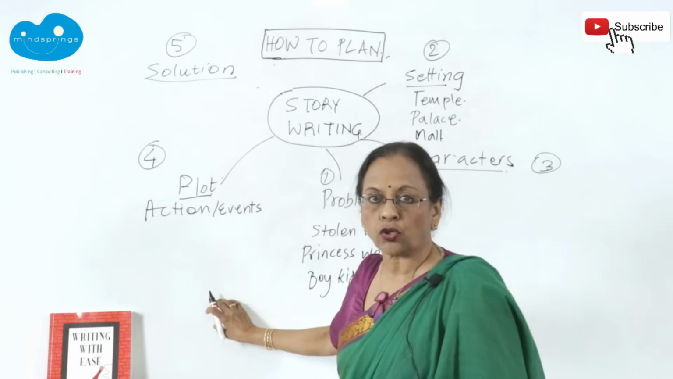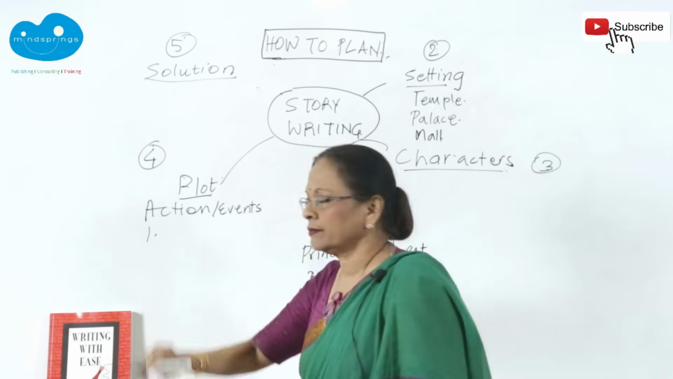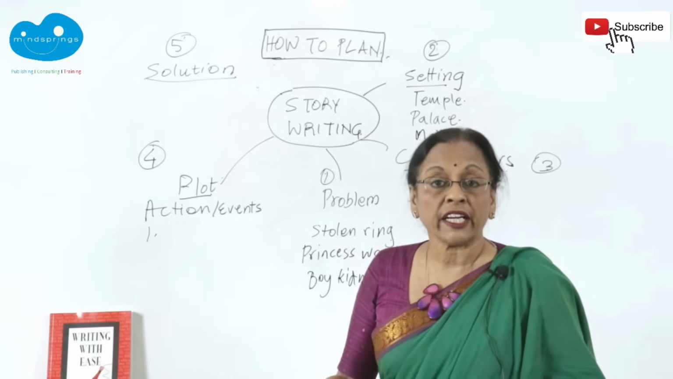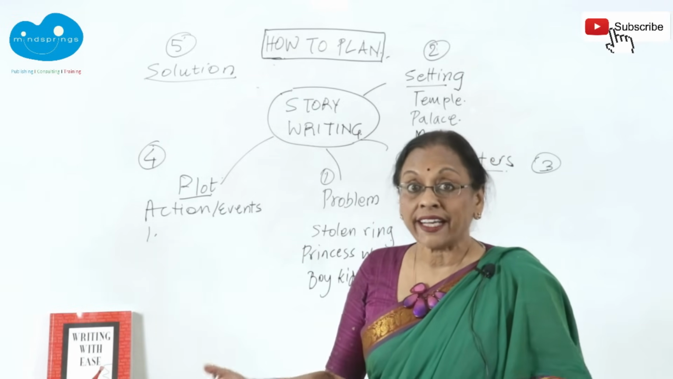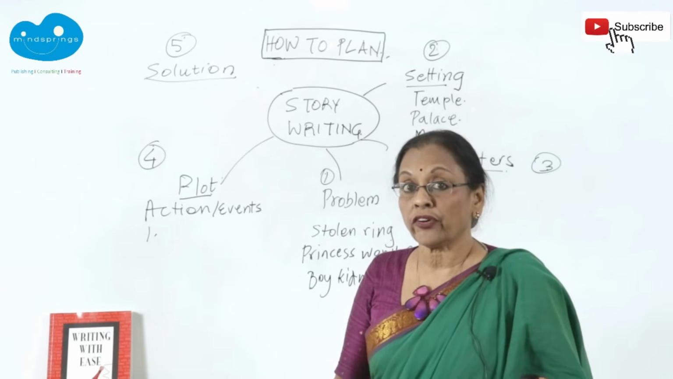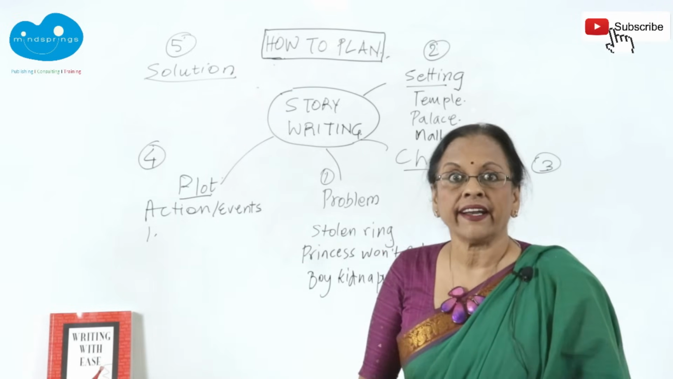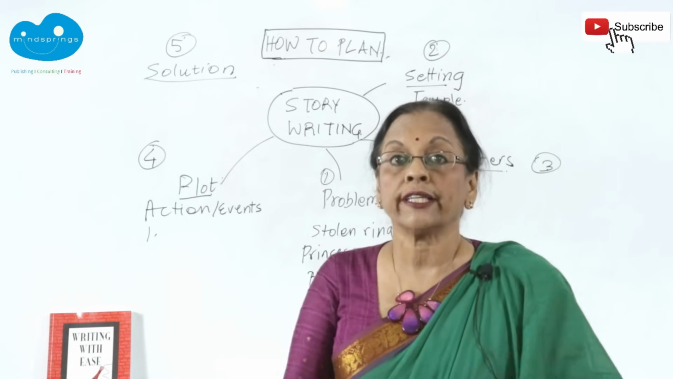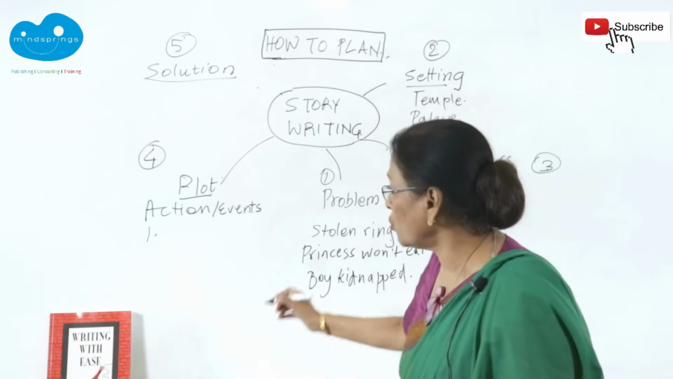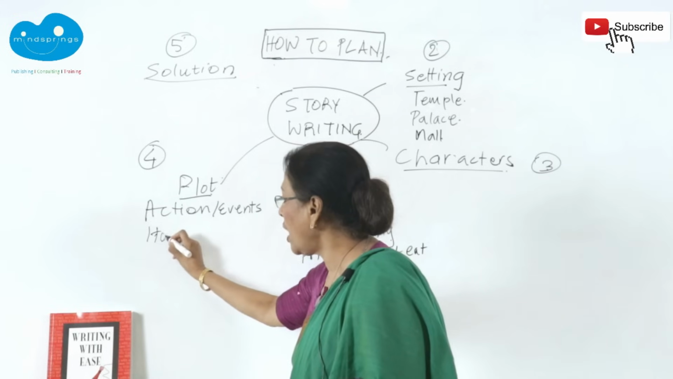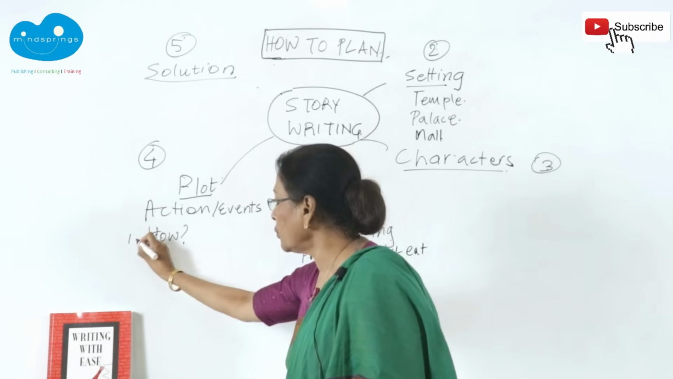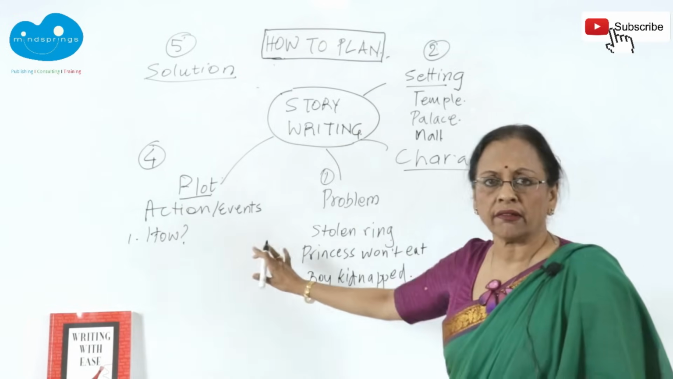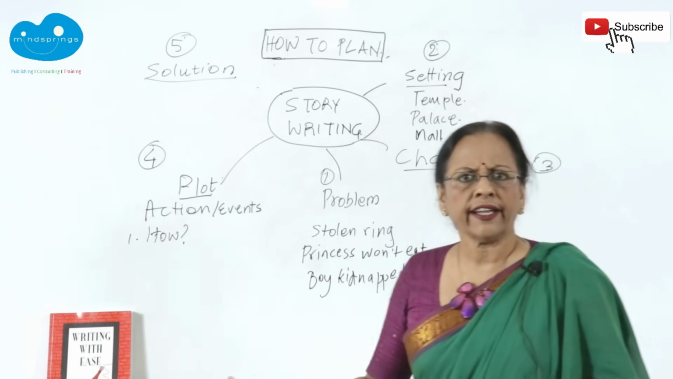How did the ring get stolen? So, what is the first action? Is it the thief coming into the house at night? Is that the action for the stolen ring? Or is it the man dressing up as a worshipper and going to the temple? How did it get stolen? So, the big question of how, that is what you are going to answer here. How did this happen? How did the boy get kidnapped?